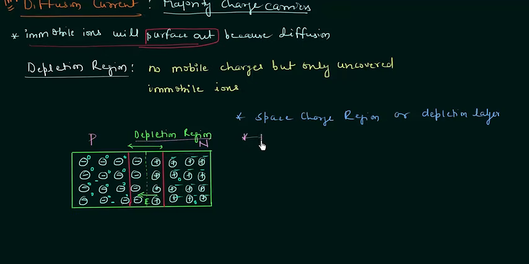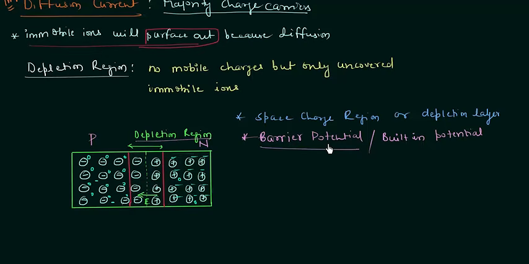or we call it built-in potential. We are calling it barrier potential because it acts as the barrier for the further movement of free charge carriers. Let's talk about minority charge carriers in this scenario.